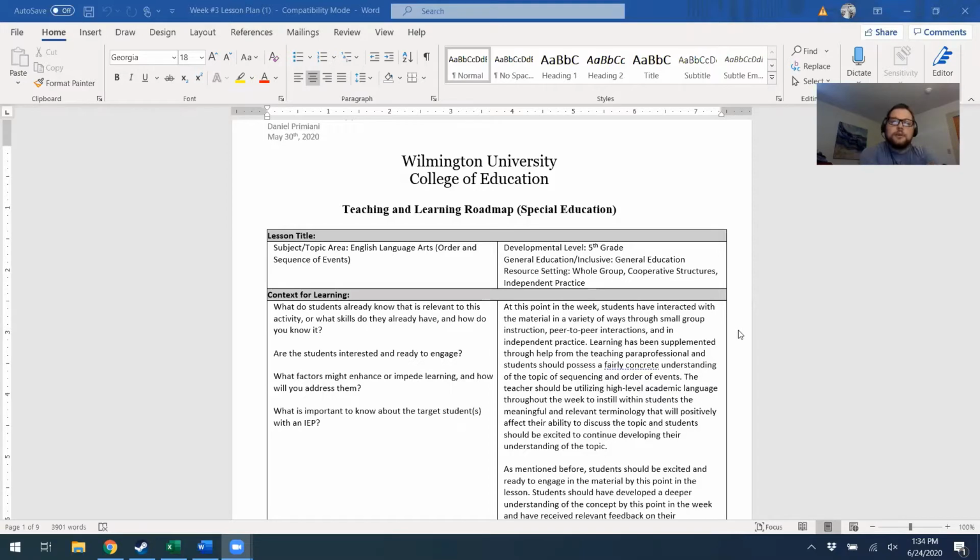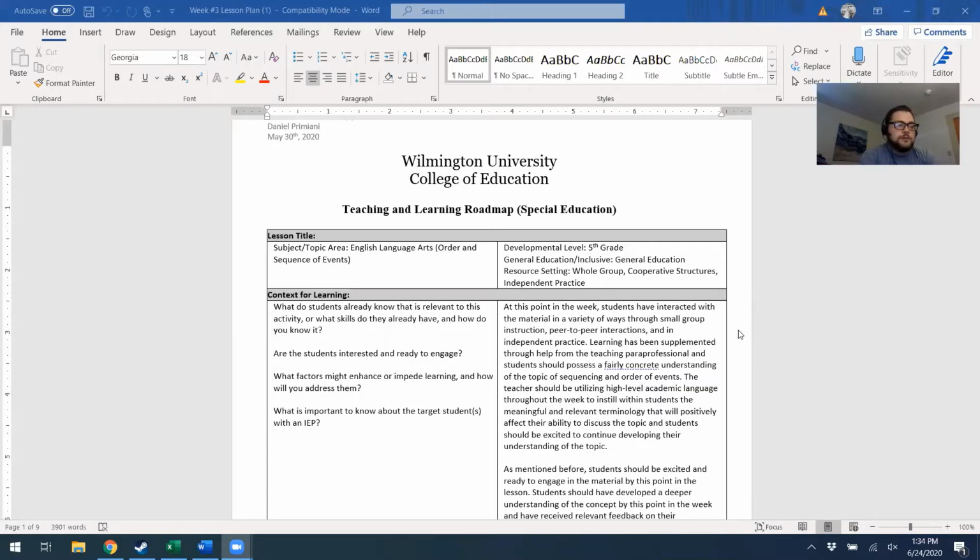And so for this particular lesson, the subject or topic area would be order and sequence of events, so the manner in which the events of the story transpire. This is a 5th grade level lesson. The setting would actually be the general education classroom.